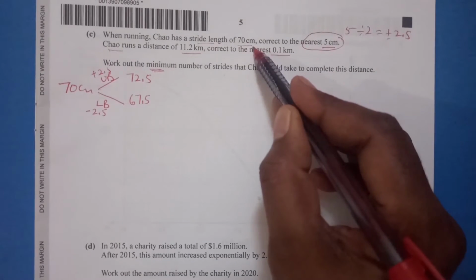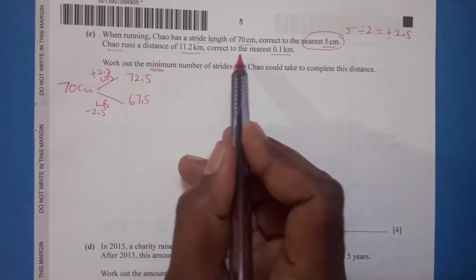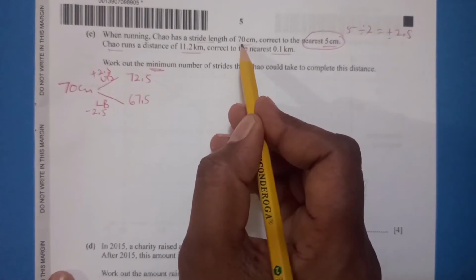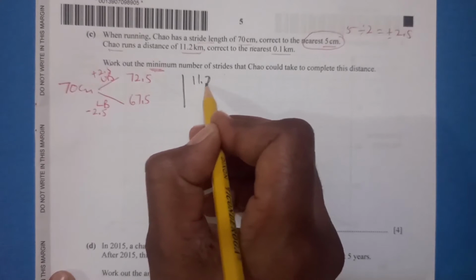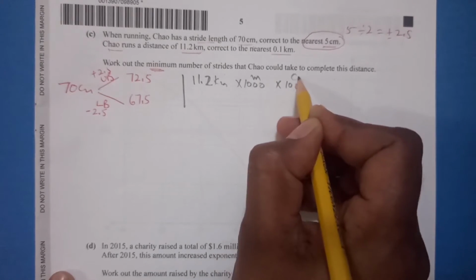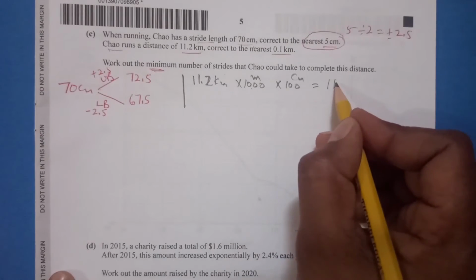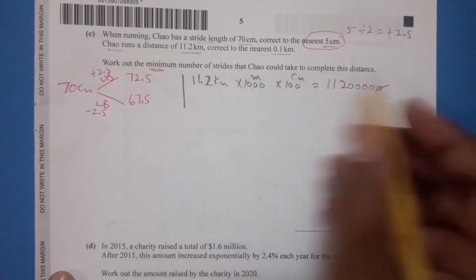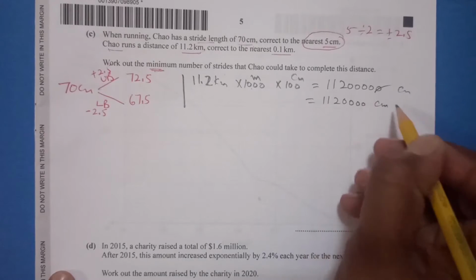For the 70 centimeters. Now, secondly, we have Chow runs a distance of 11.2 kilometers correct to the nearest 0.1 kilometers. So now, this is kilometer, this is centimeter. So we have to convert this one into centimeters, right? 11.2 kilometers times 1000, it will become meters. Times 100, it will become centimeters. So 1 is gone because we have a decimal here. So this is 112 followed by 4 zeros, this many centimeters.